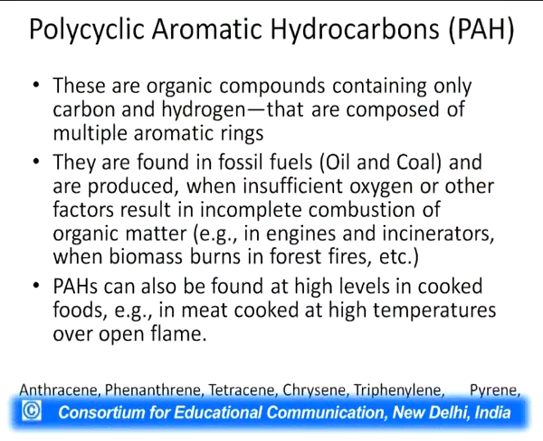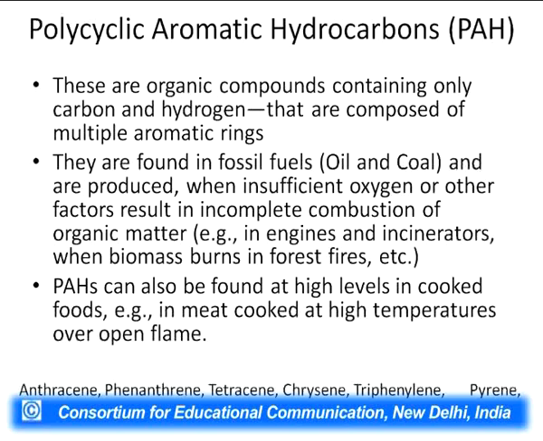So what are polycyclic aromatic hydrocarbons? Polycyclic aromatic hydrocarbons are organic compounds which contain only hydrogen and carbon and are composed of multiple aromatic rings. They are found in fossil fuels, especially oil and coal, and are produced when insufficient oxygen or other factors result in incomplete combustion of organic matter, such as in engines and incinerators, or when biomass is burnt in forests. PAHs can also be found at high levels in cooked foods.